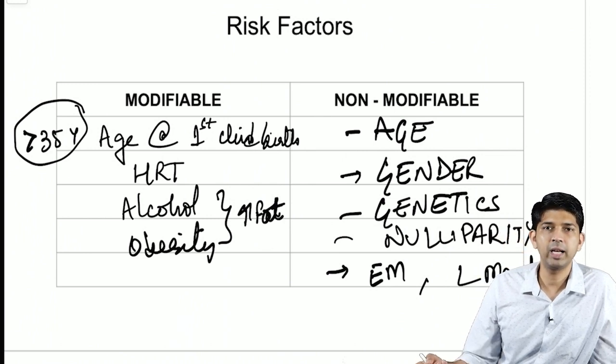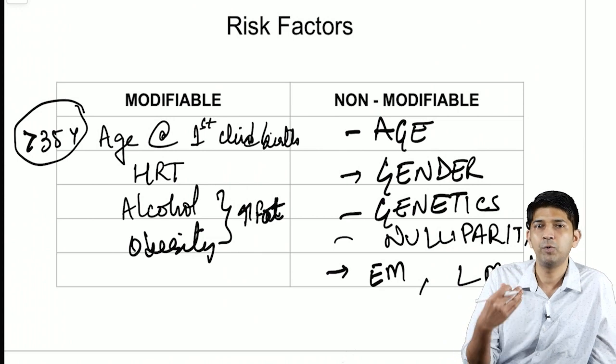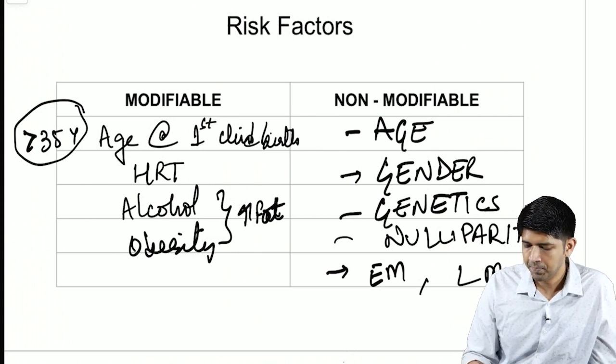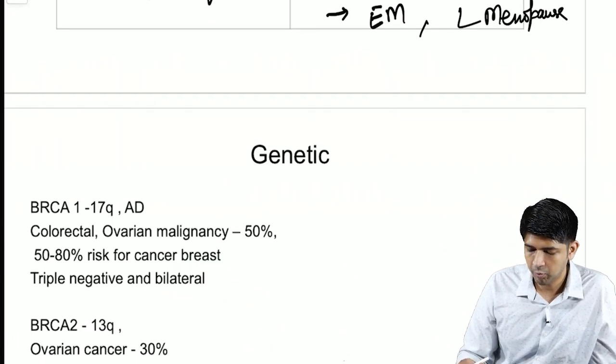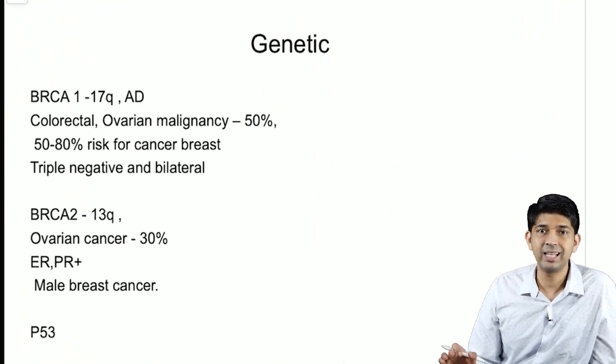Again, early menarche and late menopause is not in the hands of the patient. It just happens because of the various physiological mechanisms that happen in the body. So these are the risk factors for developing carcinoma breast. Now let's learn a little bit about the genetics.